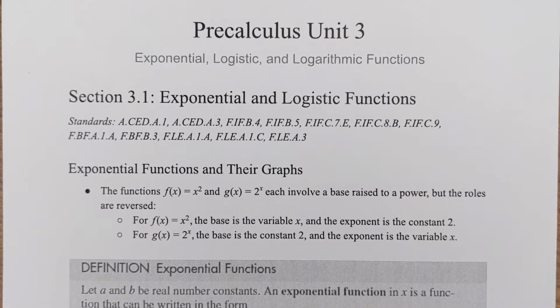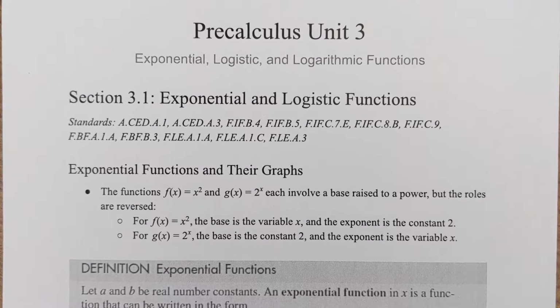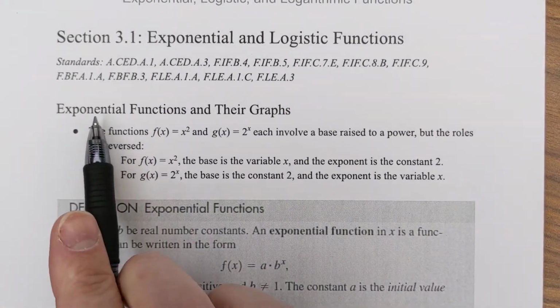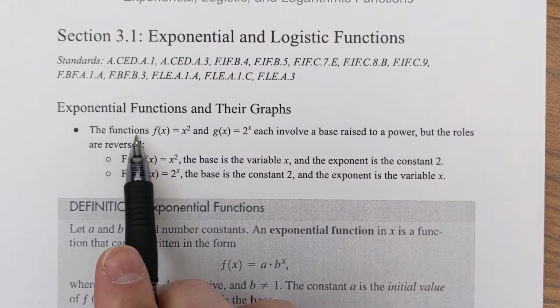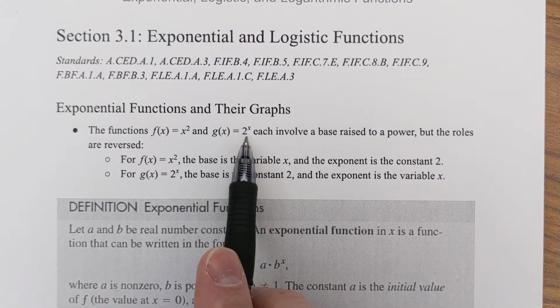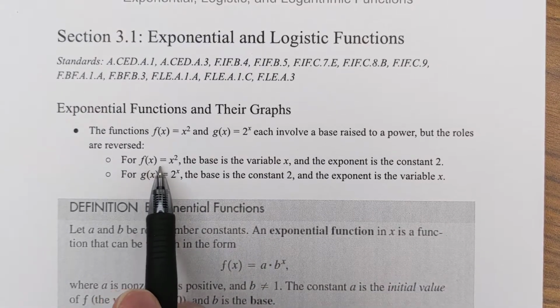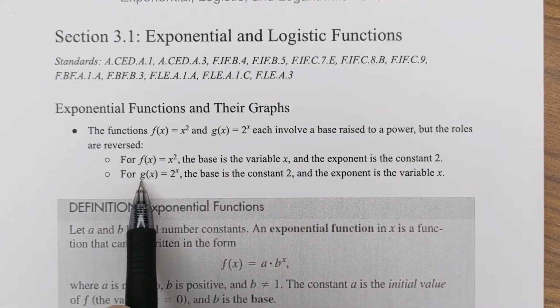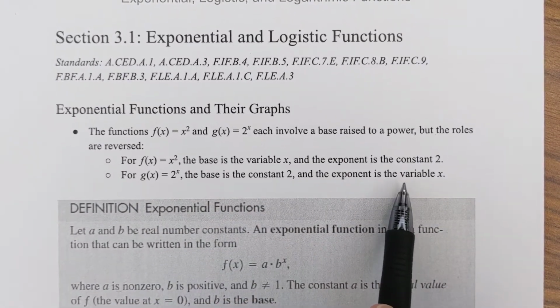Okay, so here we've got the notes for section 3.1, exponential and logistic functions. Down here, exponential functions and their graphs. The functions x squared and 2 to the x each involve a base and a power, but the roles are reversed. For x squared, the base is the variable x and the exponent is the constant 2. For g of x, the base is 2 and the exponent is the variable x.